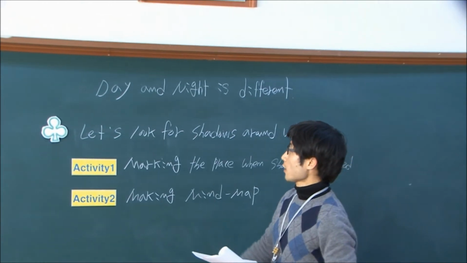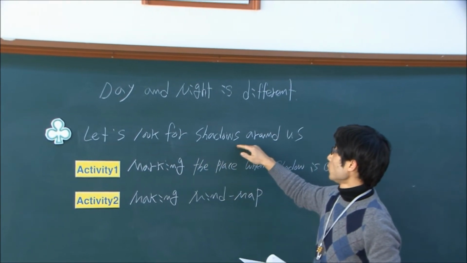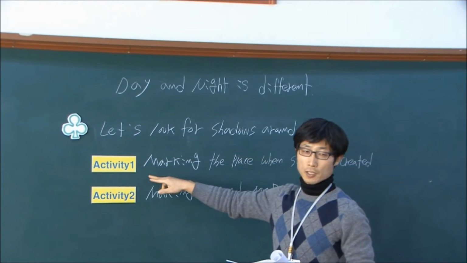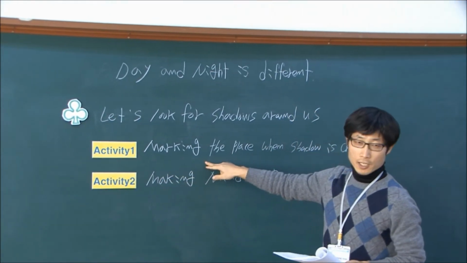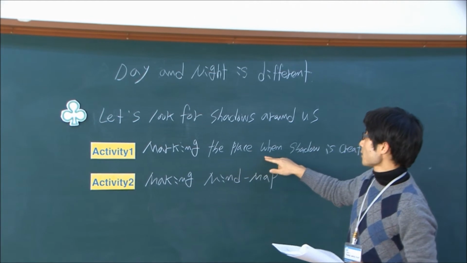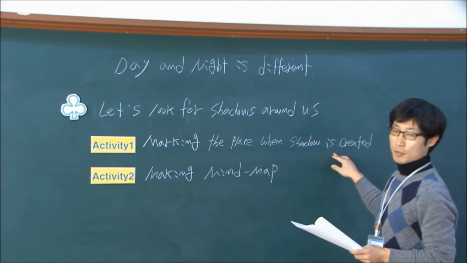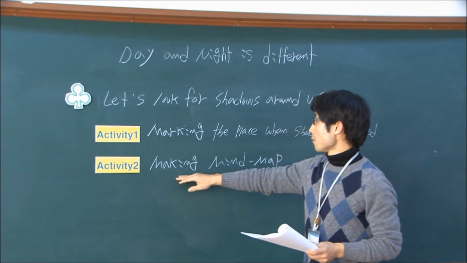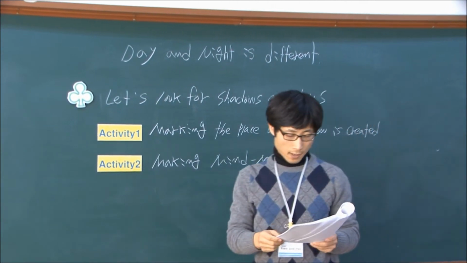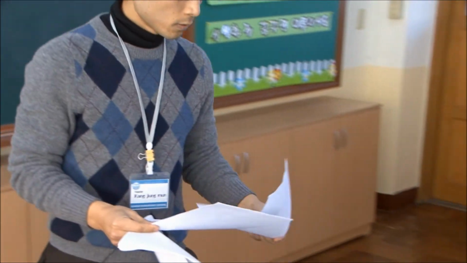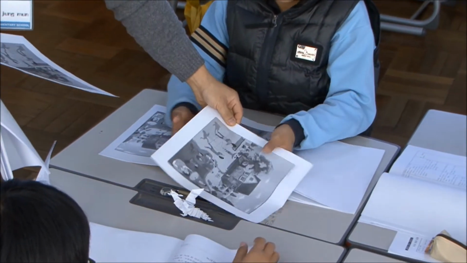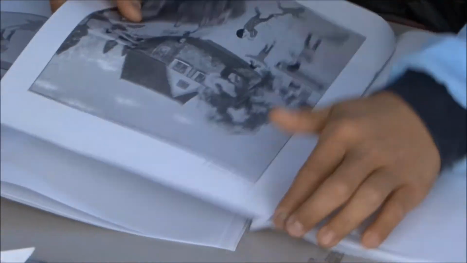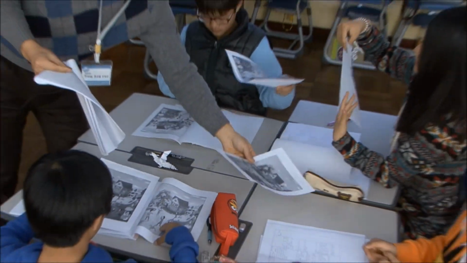Today we will study, let's look for shadows around us. The first activity is marking the place where shadow is created. The second activity is making a mind map. Look at this reference material.